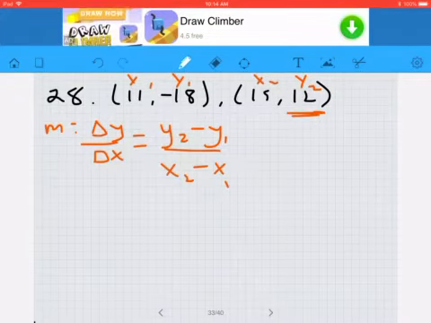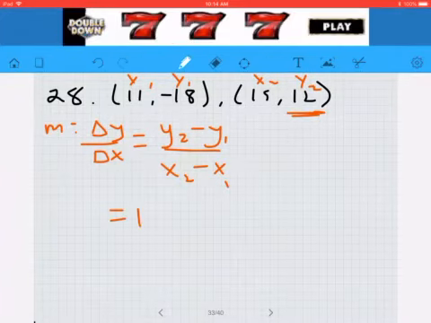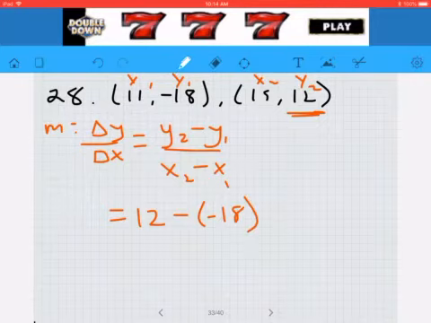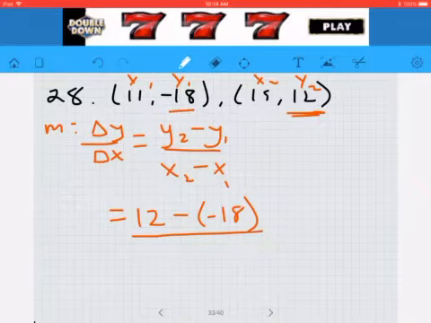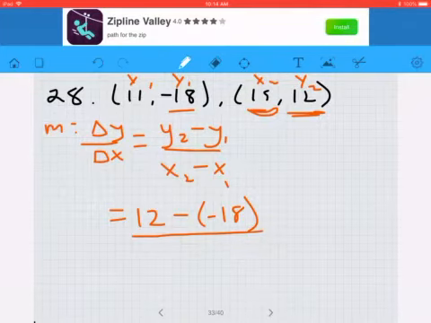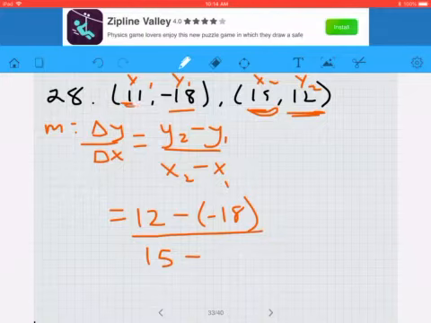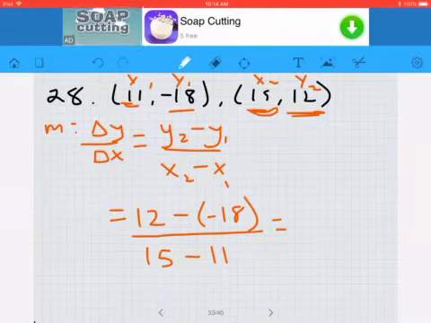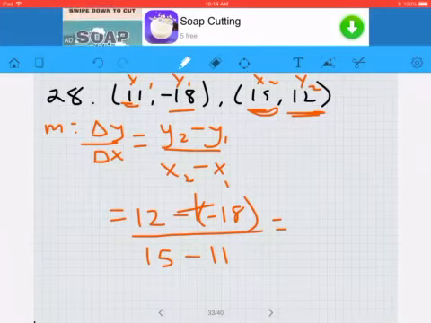Y2 is 12, so we're going to plug that into our formula: 12 minus y1, which is negative 18, so be careful. I would put parentheses around that negative 18 so that we don't get our signs confused. X2 is actually 15, minus x1, which is 11 here. Let's simplify that. When I subtract a negative, it's like adding, so it's like adding those two numbers together.